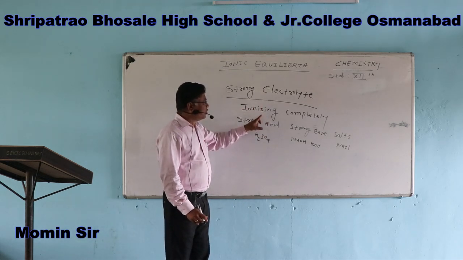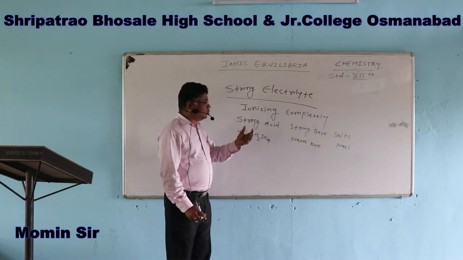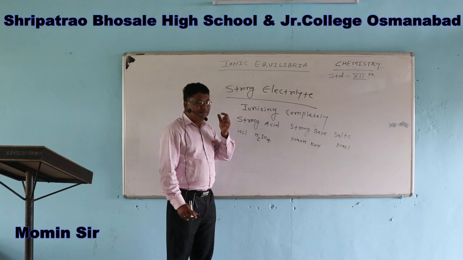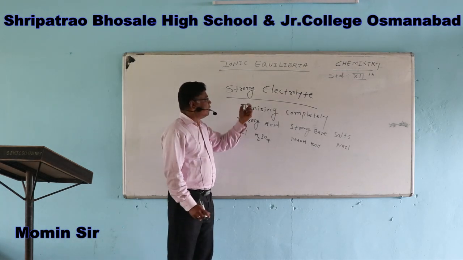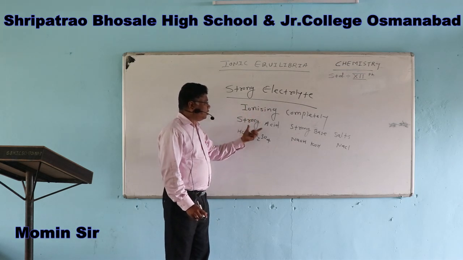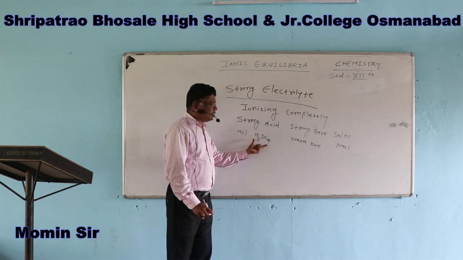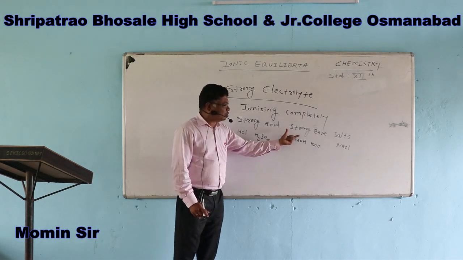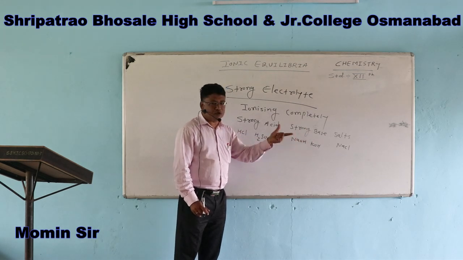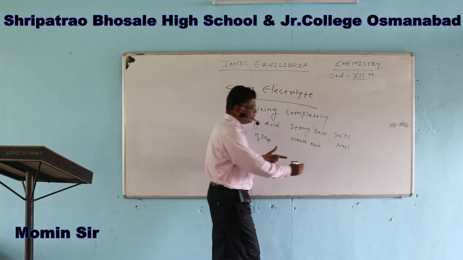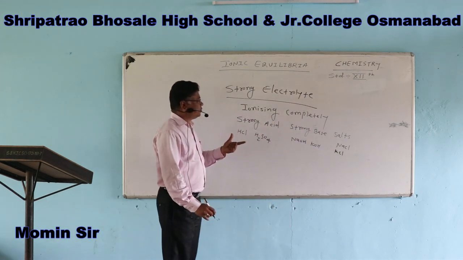What is called a strong electrolyte? Strong electrolytes are those which ionize completely, or substances ionizing completely are called strong electrolytes. The examples of strong electrolytes are strong acids like HCl, H2SO4, strong bases like NaOH, KOH, and salts like sodium chloride or potassium chloride.